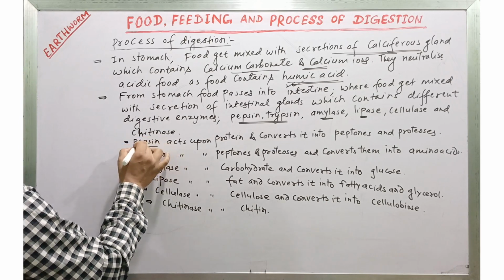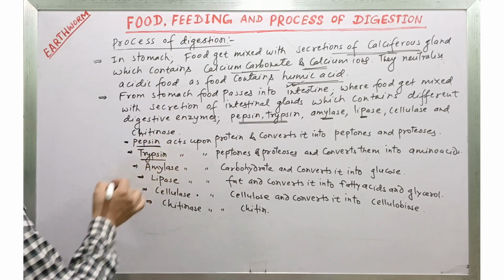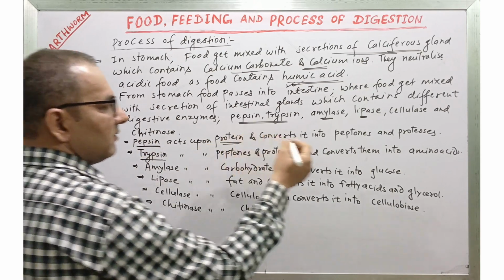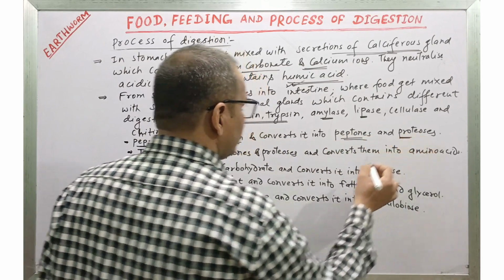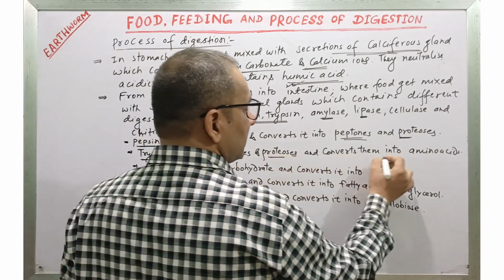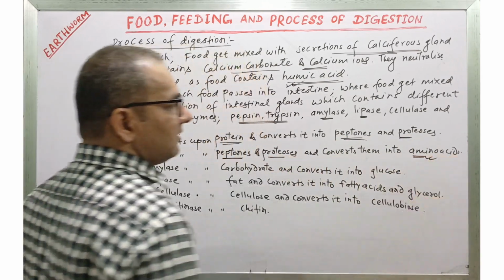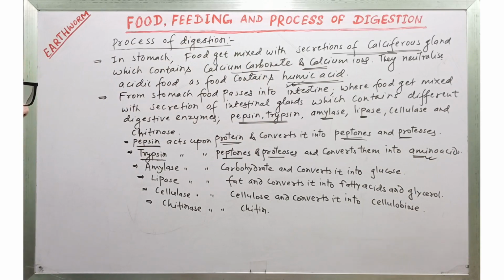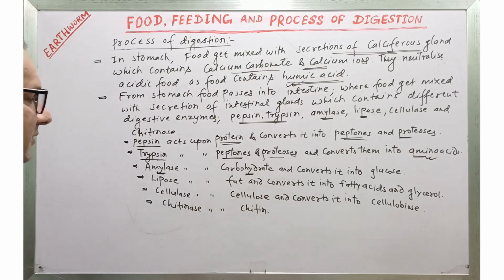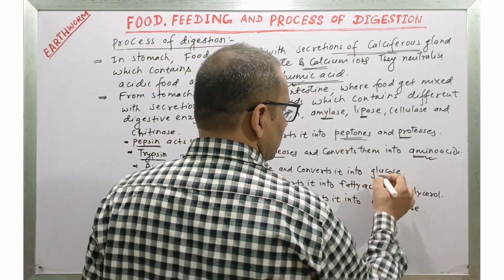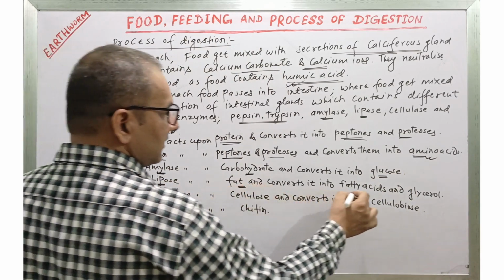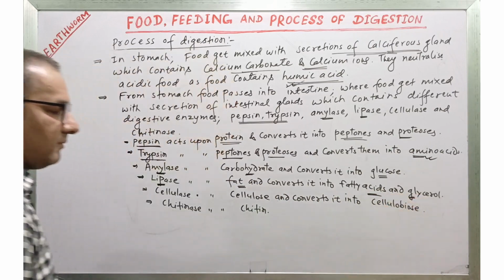Look here once, pepsin and trypsin are proteolytic enzymes. Pepsin acts upon protein and converts it into peptones and proteases, while trypsin acts upon peptones and proteases and converts them into amino acids. The amino acid is the simplest form of protein. Amylase acts upon carbohydrate and converts it into glucose. Lipase acts upon fat and converts it into fatty acids and glycerol.